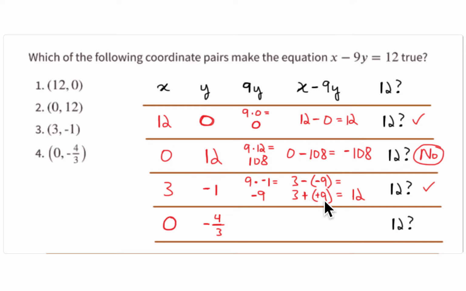So 3 plus 9 equals 12. So yeah, that one checks. So this point, 3, negative 1, is a solution to this equation. It's going to be on the line, the graph of this equation.